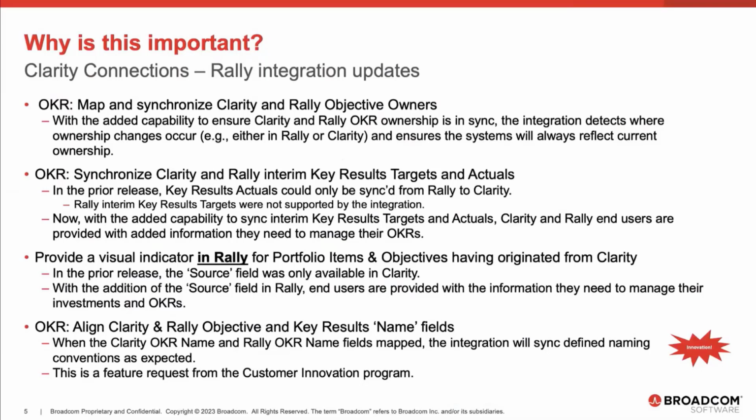In the prior release, the source field was only available in Clarity. Clarity users have a visual indicator for investments and/or OKRs having originated from Rally. With the addition of the source field in Rally, now Rally users have visibility that portfolio items or objectives have originated from Clarity. Lastly, aligning the max character support for the Clarity custom object name and the Rally OKR name facilitates a smooth data flow. And this is a feature request directly from the Customer Innovation Program.